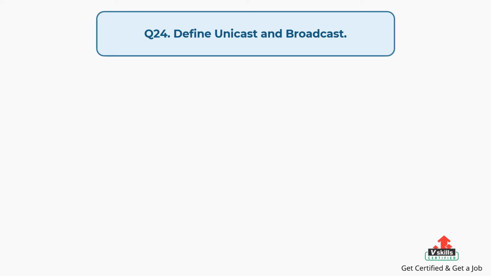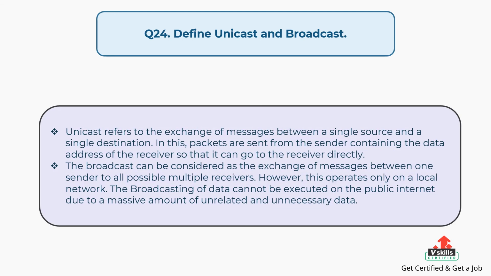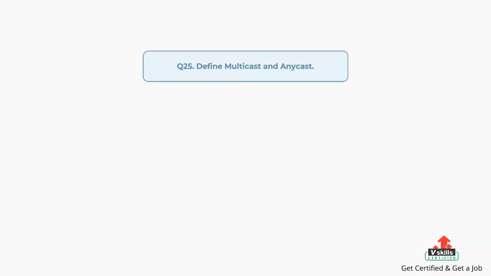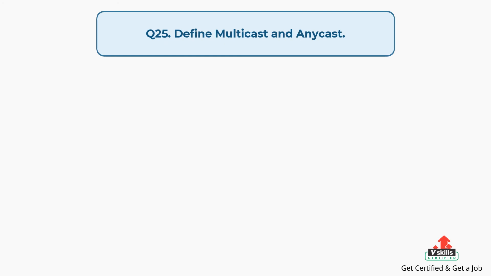Question number 24, define unicast and broadcast. The answer is: unicast refers to the exchange of messages between a single source and a single destination. In this, packets are sent from the sender containing the data address of the receiver so that it can go to the receiver directly. Whereas broadcast can be considered as the exchange of messages from one sender to all possible multiple receivers. However, this operates only on a local network. The broadcasting of data cannot be executed on the public internet due to a massive amount of unrelated and unnecessary data.